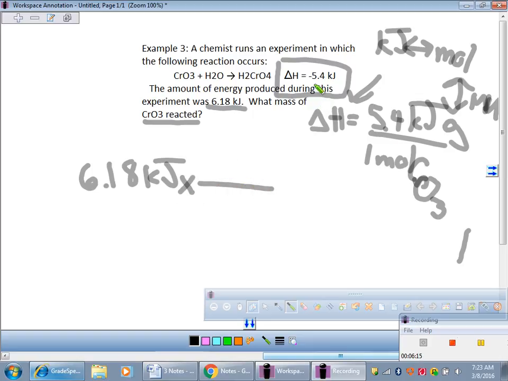Now, see how this negative number is here? That negative number is important because it tells us the heat flow for our enthalpy. So where was the heat going? Was it going out of the system or into the system?